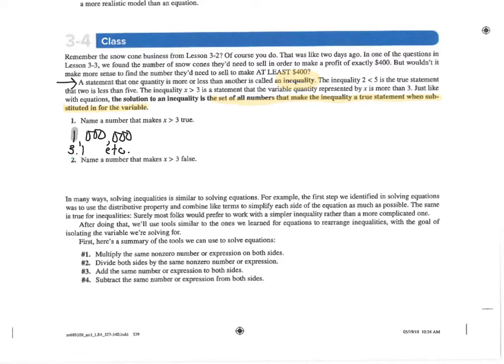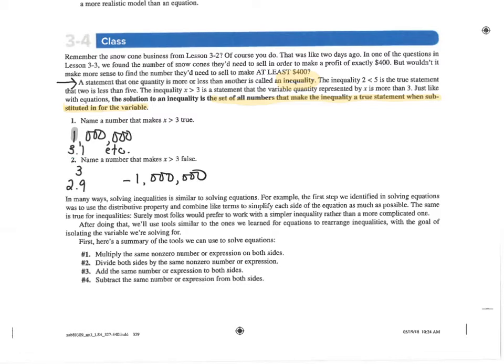2. Name a number that makes x is greater than 3 false. Well, I have an infinite number of choices here. I could even say 3. 3 is not greater than 3. 2.9 is not greater than 3. Negative 1,000,000 is not greater than 3.